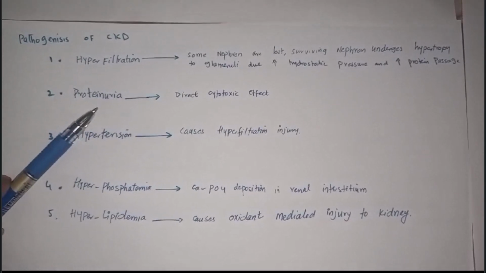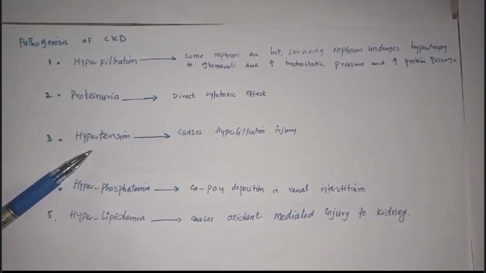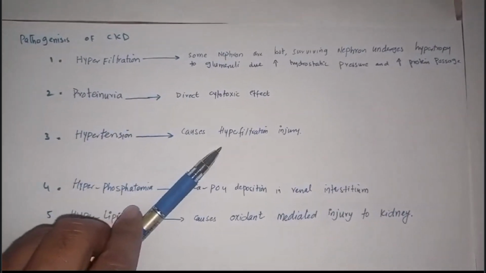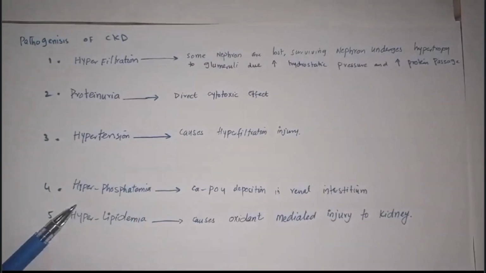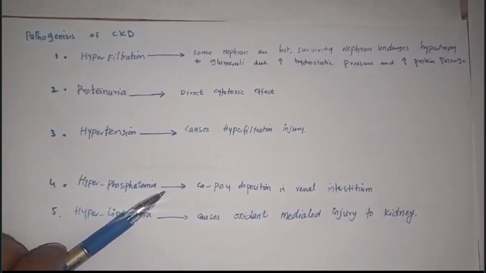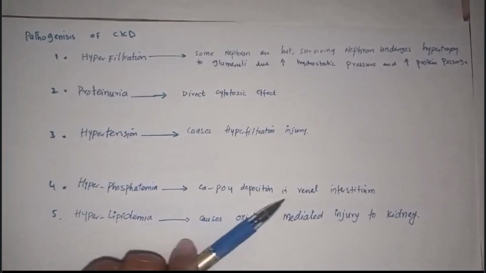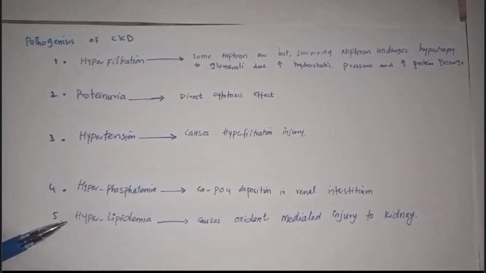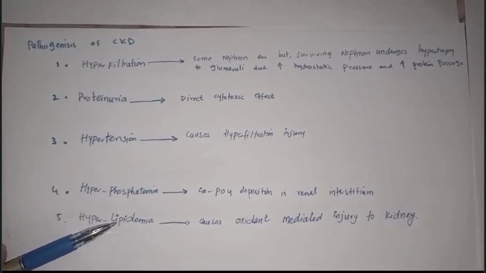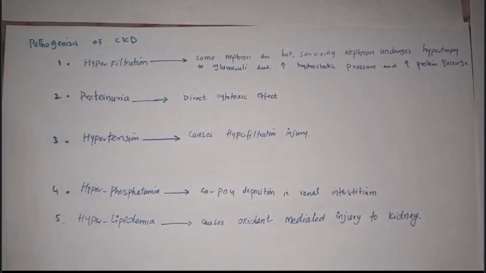Proteinuria causes kidney damage by direct cytotoxic effect. The third possible pathogenesis is hypertension. How does hypertension cause CKD? It causes CKD through hyperfiltration injury. The fourth possible pathogenesis is hyperphosphatemia. It causes kidney injury due to calcium phosphate deposition in the renal interstitium. The fifth possible pathogenesis in CKD development is hyperlipidemia, as hyperlipidemia causes oxidant-mediated injury to the kidney.